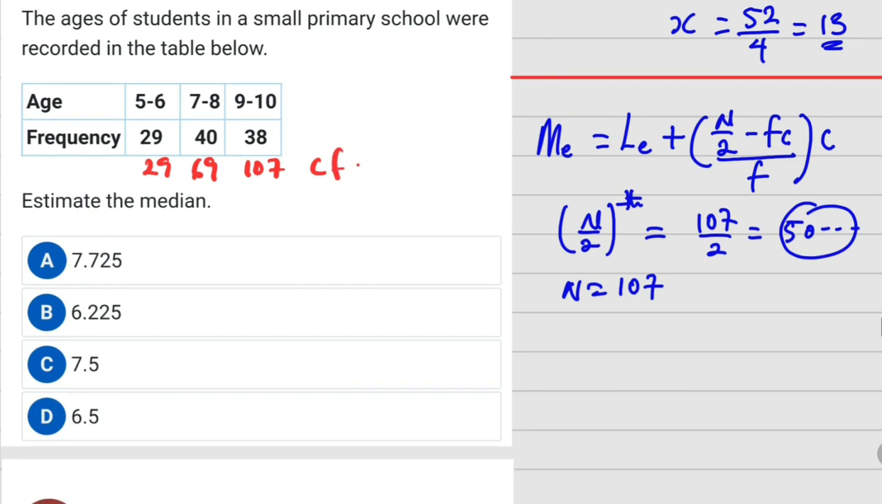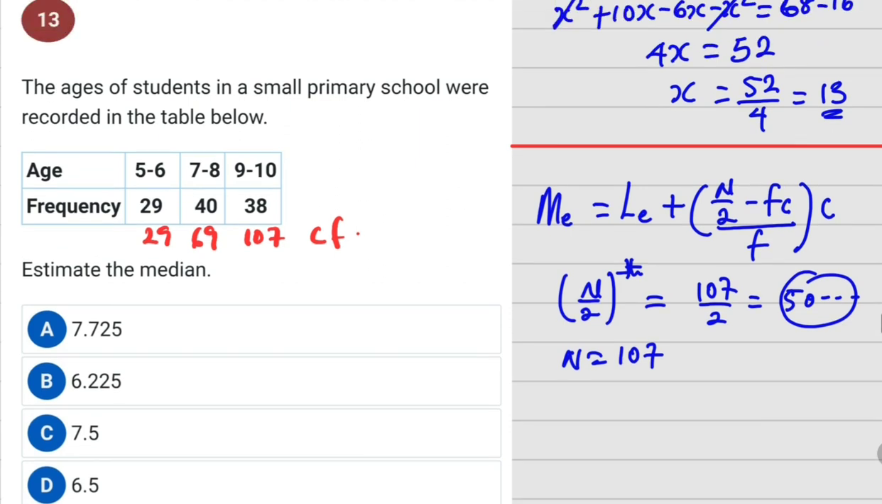Now, from the definition of what we have, we need to get the lower class boundary. The class boundary here is 6.5 to 8.5, because that is the median class. Why is it the median class? We are looking for 50, and 50 falls within this range. So that is our median class, okay?